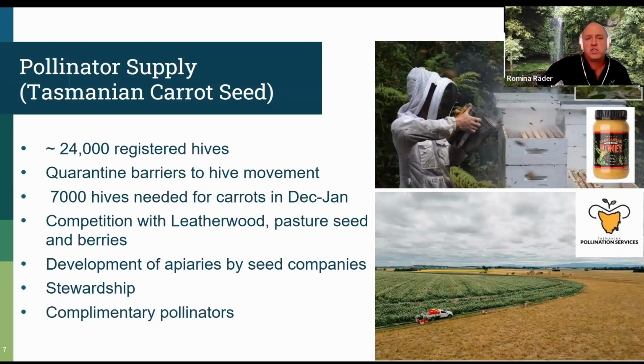Securing 7,000 hives at that time when beekeepers want to go to leatherwood is challenging, and it's required quite a lot of innovation to get around that barrier. We were in a situation 10 years ago where the amount of crop that we actually sowed was dictated by availability of bees, not what the market was actually looking for. So what we've seen is that some seed companies have actually developed their own apiaries geared just towards pollination. And the largest apiarist in Tasmania now is actually a seed production company.